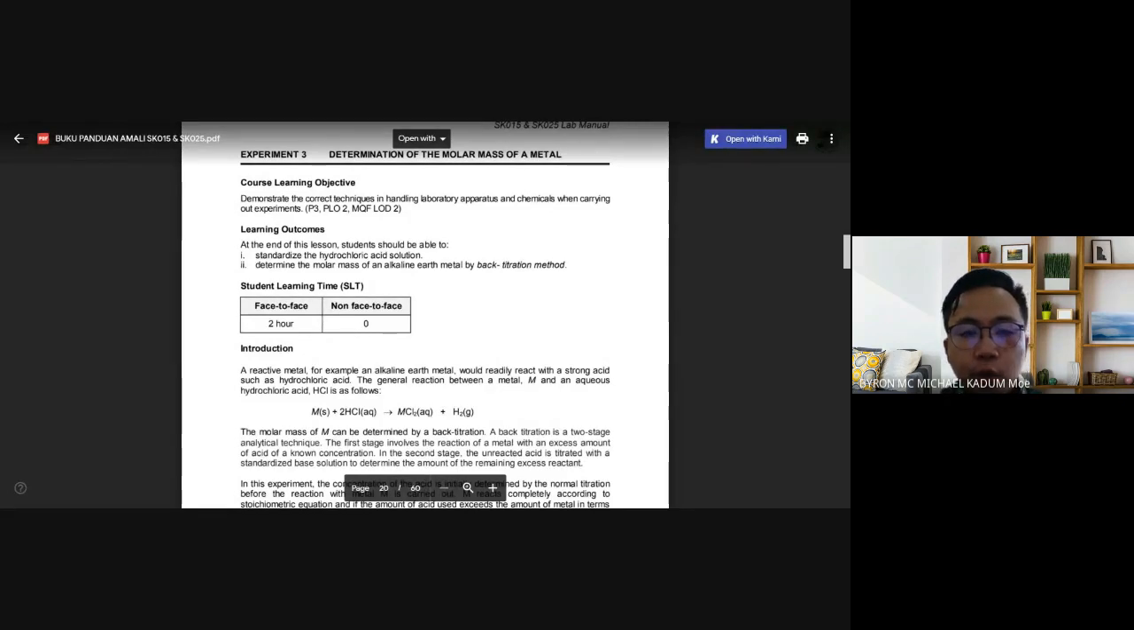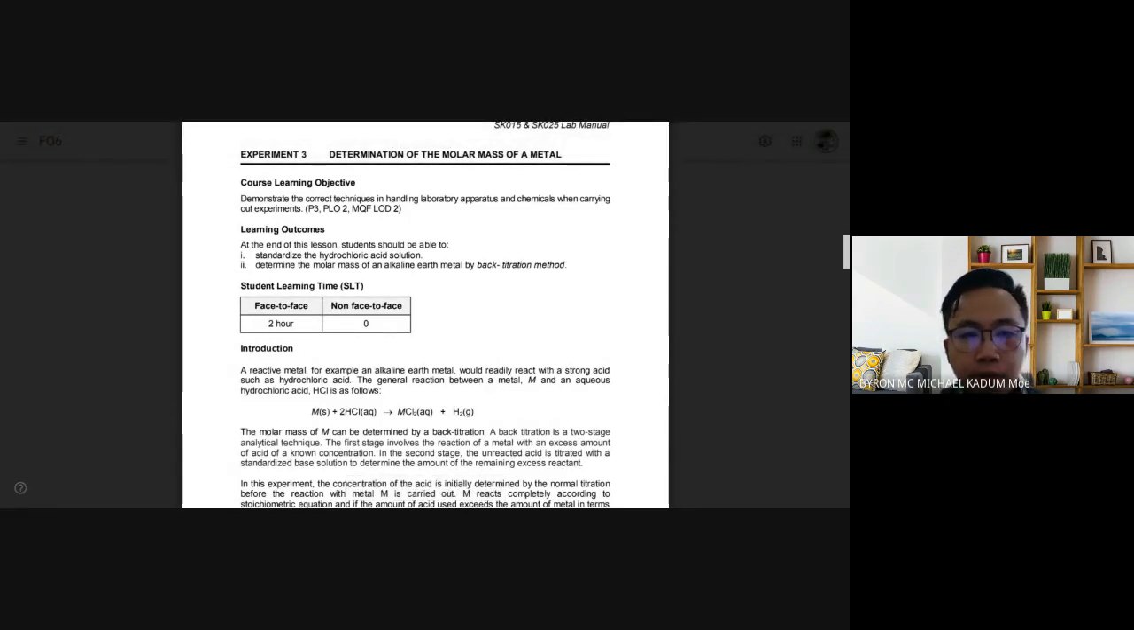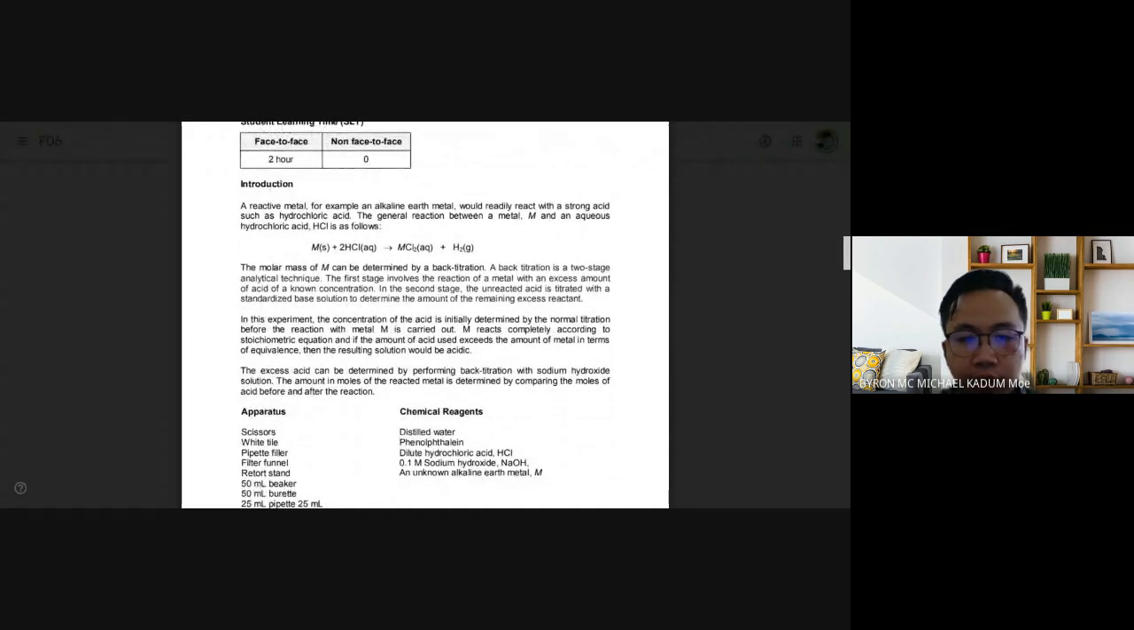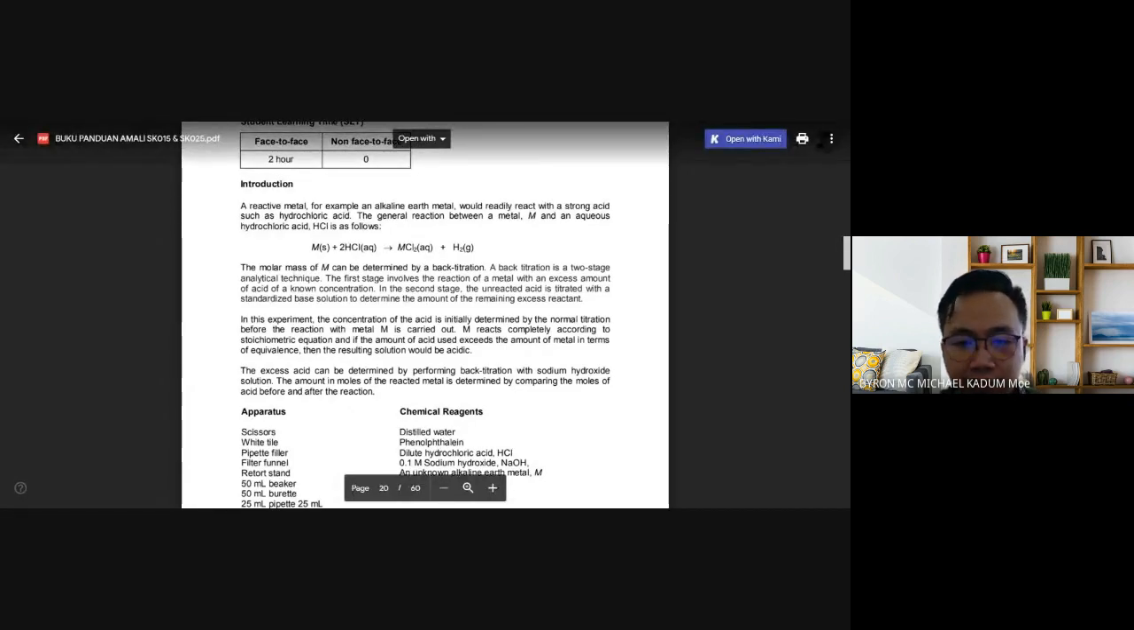What you need to do for your lab report for experiment 3, as usual, you need to write down the title, the learning outcomes, and then for the introduction right over here, you need to simplify this one in point form, or you can try to draw maybe a diagram, or maybe you can do a mind map. It's all up to you, as long as you're not copying exactly as it is.